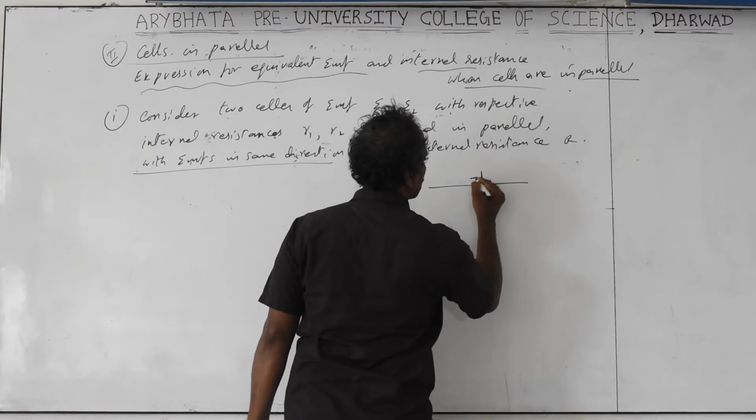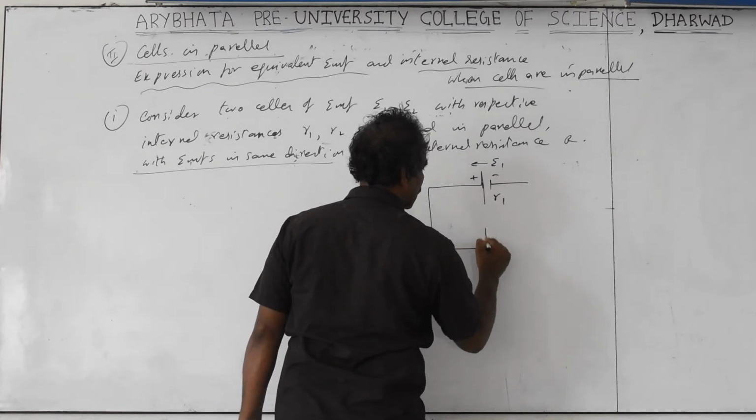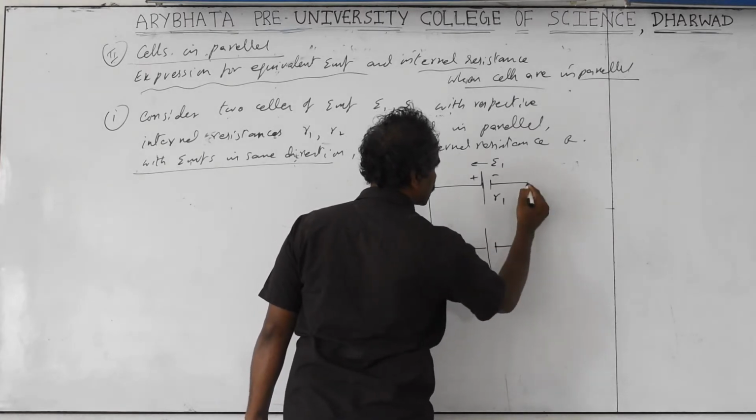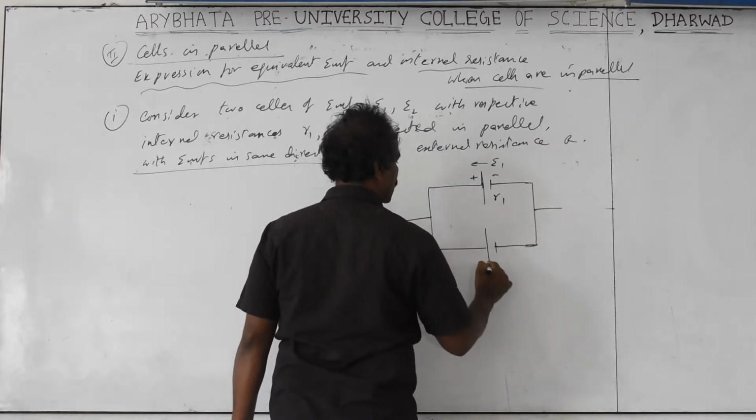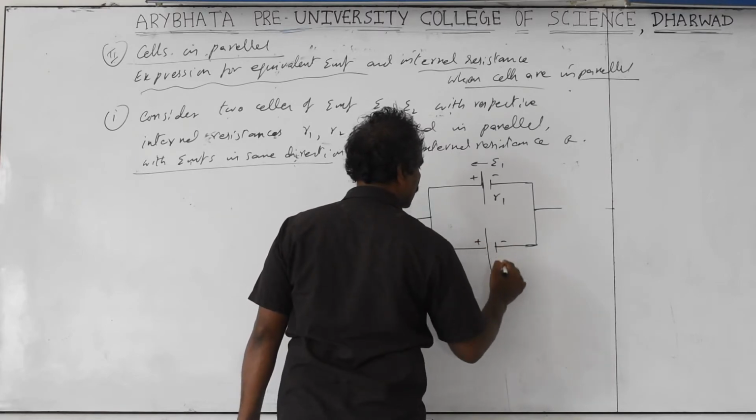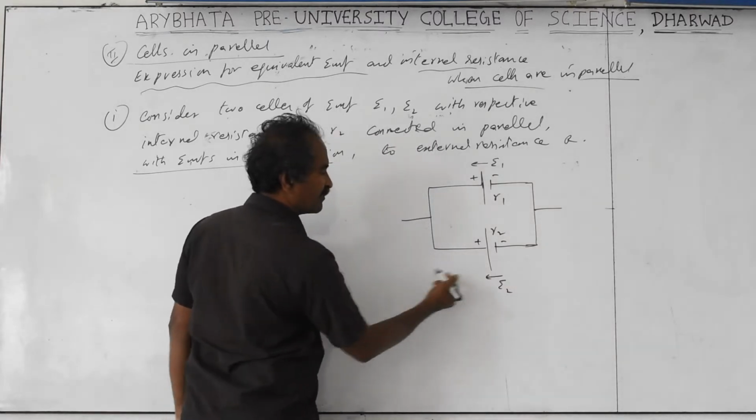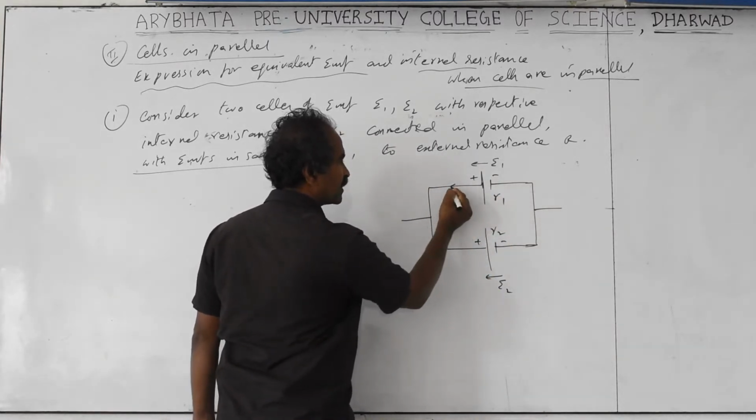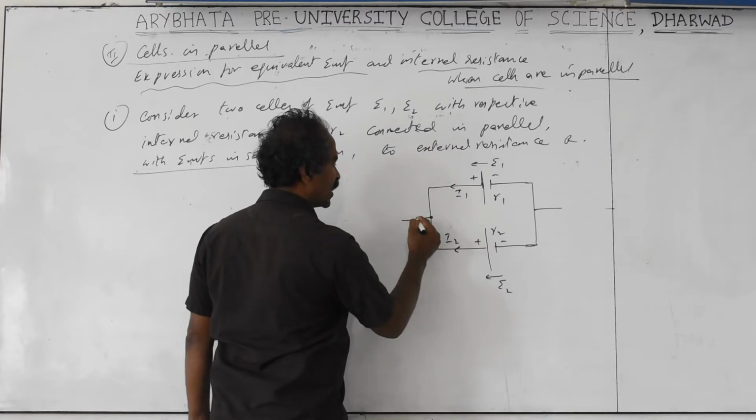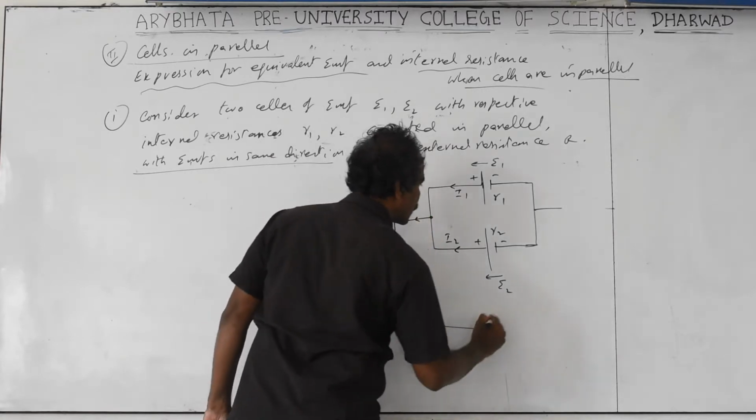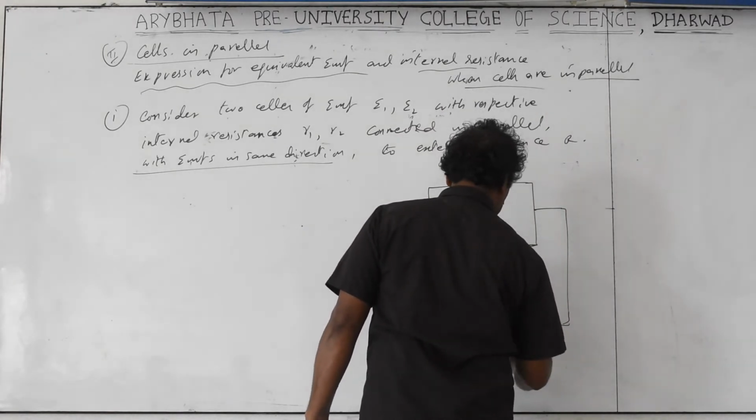This is plus, minus. This is E1, internal resistance is R1. One more cell is connected in parallel to this. This is plus, minus, internal resistance R2, EMF E2. E1 and E2 both point to the left. So E1 is sending the current I1, E2 is sending the current I2. I2 and I1 join here to get the total current I, across the external resistance capital R.